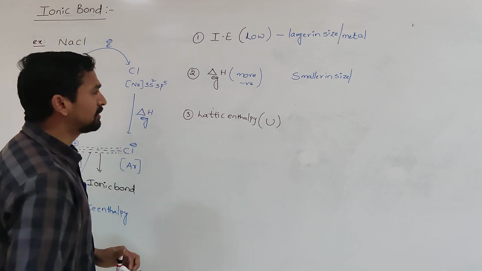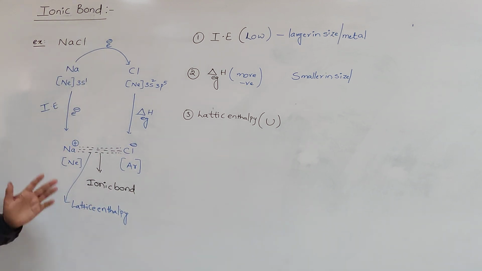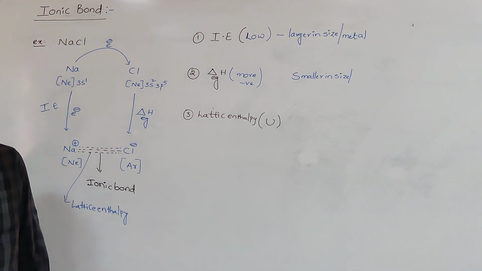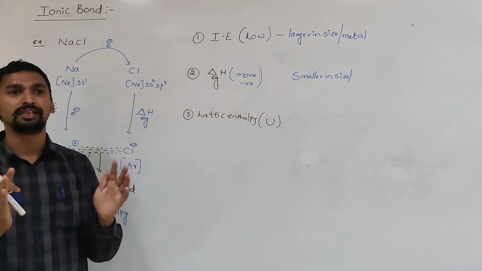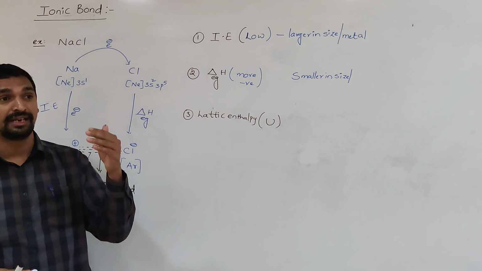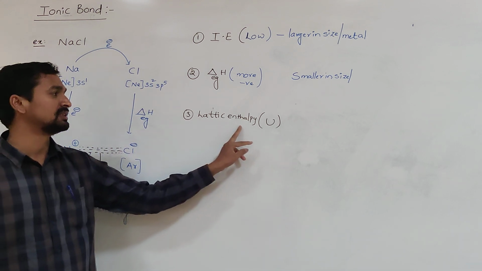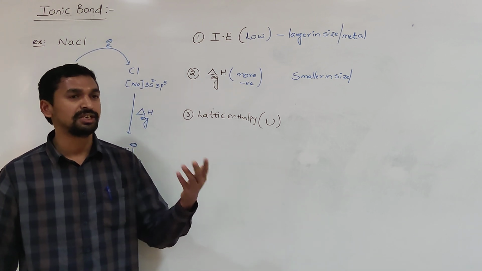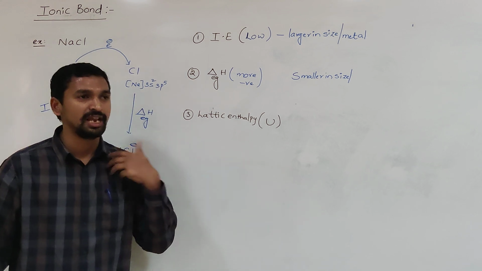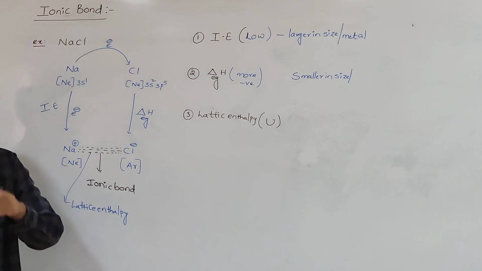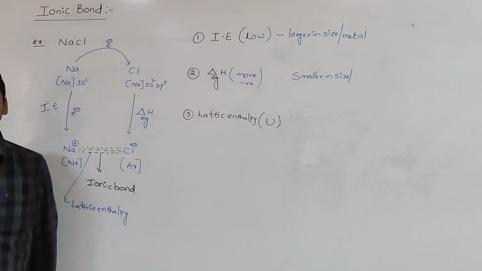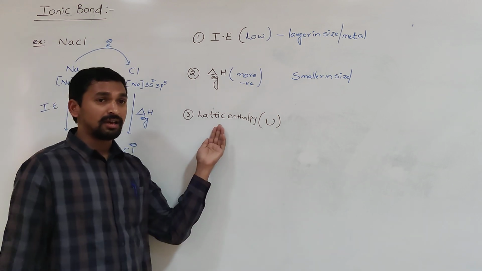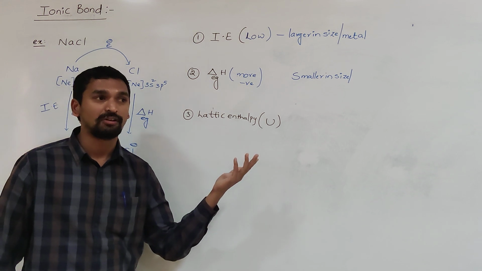Then, after the formation of the cation and anion, they are held together by electrostatic force of attraction. Whenever they are held together by the electrostatic force of attraction, energy is released. That energy we call lattice enthalpy. That means the energy released when 1 mole of ionic solid is formed from its constituent gaseous ions is called lattice enthalpy. So if lattice enthalpy is more, that means more energy is released.